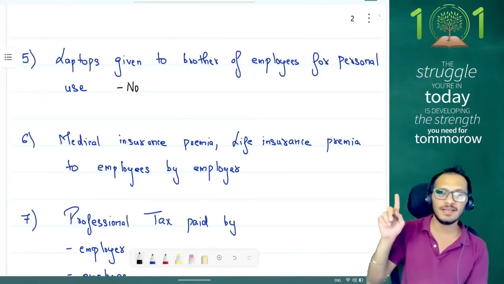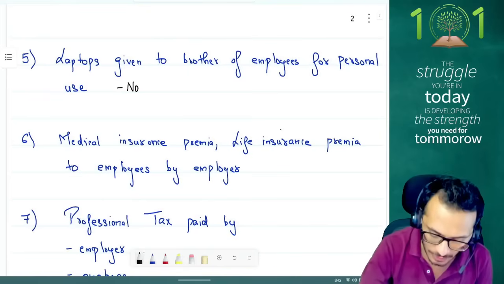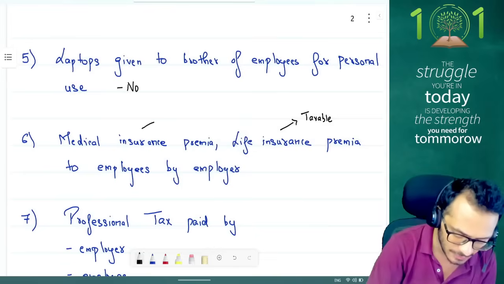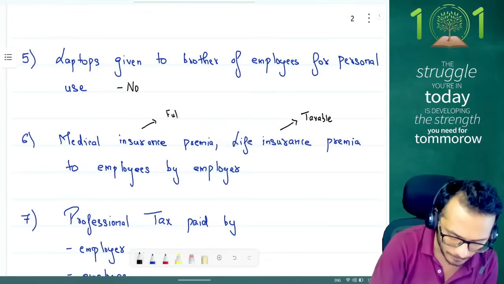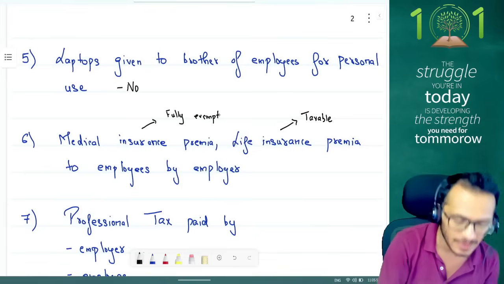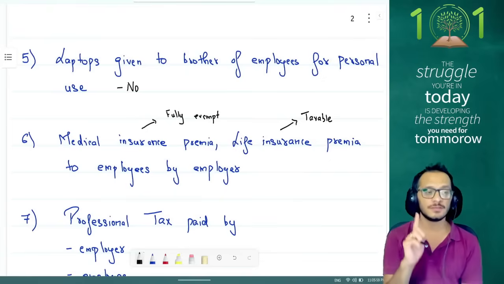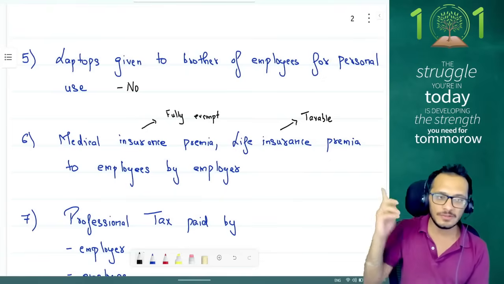Next, medical insurance premium or life insurance premium given to employees by the employer. If employer is giving life insurance premium, life insurance is fully taxable. Medical insurance becomes fully exempt. Yes, that is what we would have learned, people, when it comes to medical items. In medical items, you would have learned it is insurance of health which is fully exempted. Insurance of life is fully taxable.